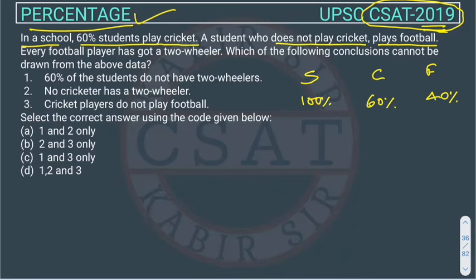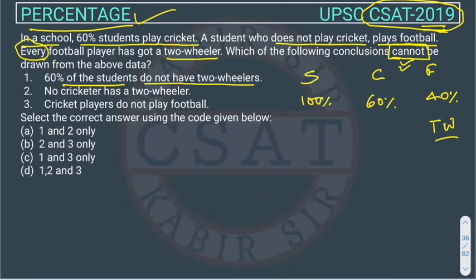right? But there may be some players who are playing cricket, they are also playing football, but it is not given, right? Every football player has got a two-wheeler. So these football players have a two-wheeler. Every football player, they have written every. You have to focus on the keyword, this every, okay. Which of the following conclusions cannot be drawn? This is also important. We have to answer which conclusions are false from here, right? So we have to answer only those conclusions which are wrong, okay. So the first conclusion is 60% of the students do not have a two-wheeler.